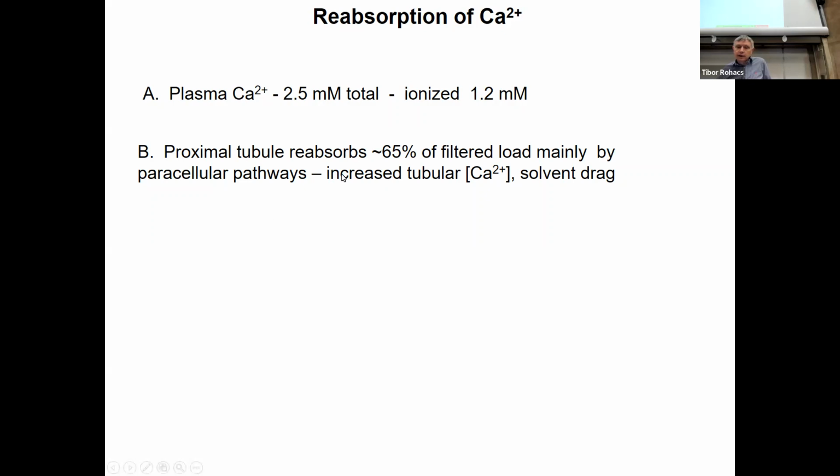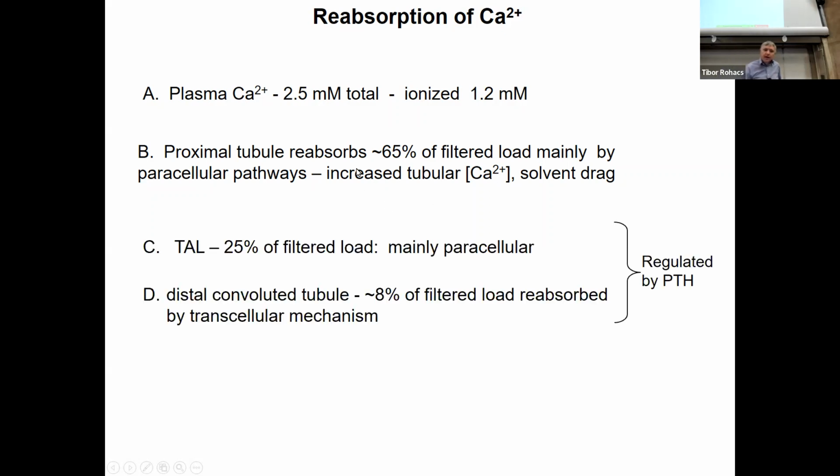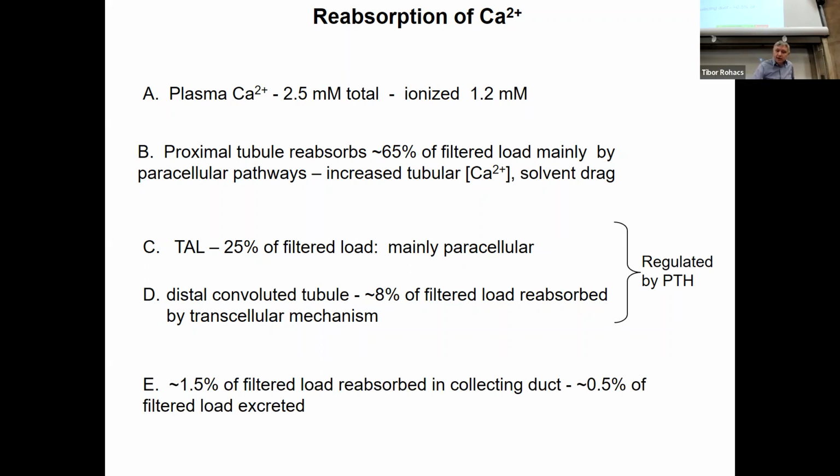And once calcium is filtered, 2/3 of it is reabsorbed in the proximal tubule, and the rest of the calcium reabsorption happens in the thick ascending limb, which we already discussed the mechanism of. I'm going to review it in the next slide. And there's an additional mechanism in the distal convoluted tubule where an additional 8% is reabsorbed. And the major regulatory hormone is parathyroid hormone, which you will hear more about at the endocrine lectures. And at the end, more or less 0.5% of the filtered load is excreted.